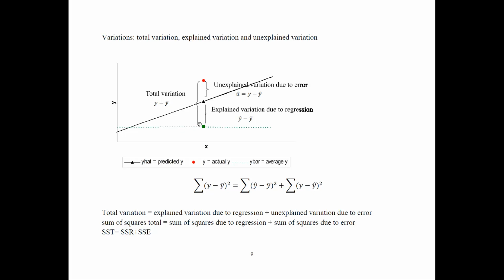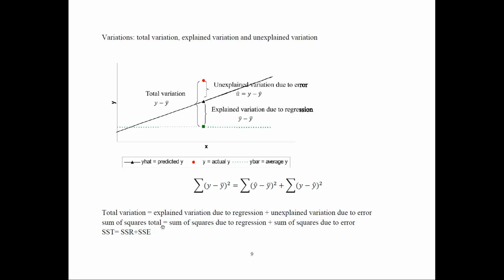Okay, so the relationship is that the total variation, the deviation between the actual and the average values, equals the explained variation due to regression, or y hat minus y bar, plus the unexplained variation due to error, the actual minus the predicted values. So this is a mathematical relationship that we have here. Again, the total variation is explained variation due to regression plus unexplained variation due to error. This is the total, explained is right here, and unexplained is right here.